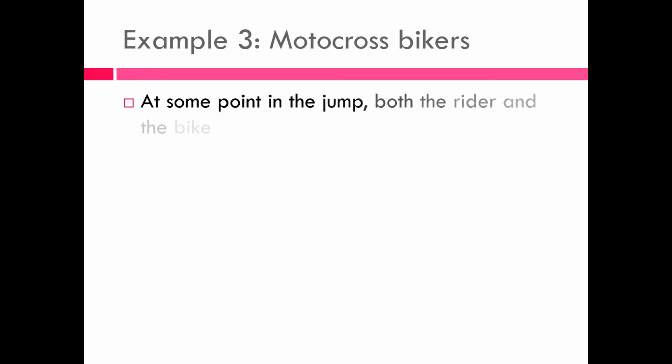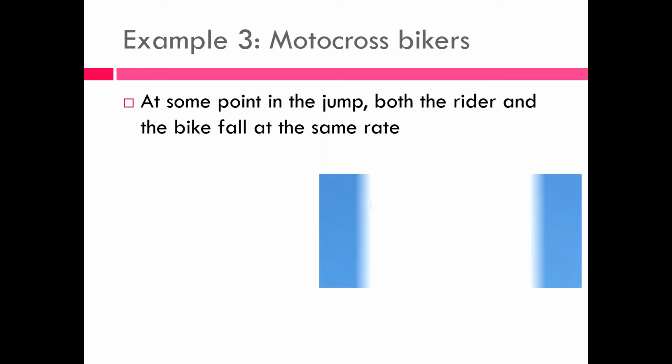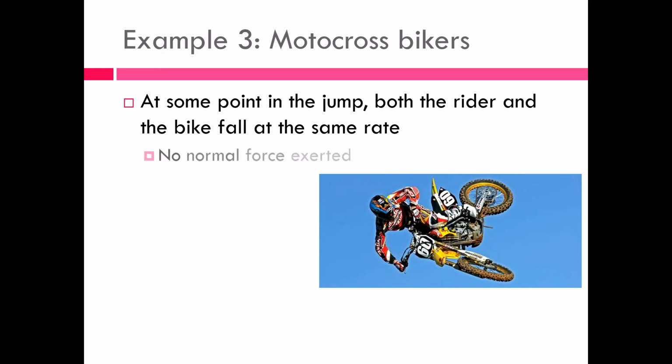Here's another one that probably many of you have experienced, is if you ever take a jump on a motorbike. At some point in the flight, if you take the jump, both the rider and the bike will be falling at the same rate. Okay, they have the same acceleration due to gravity. There's nothing acting on them. So there's no normal force being exerted by either on the other. So both objects would appear weightless.